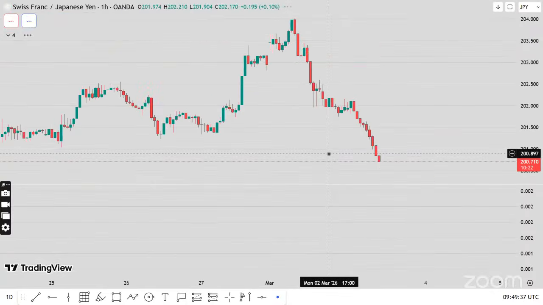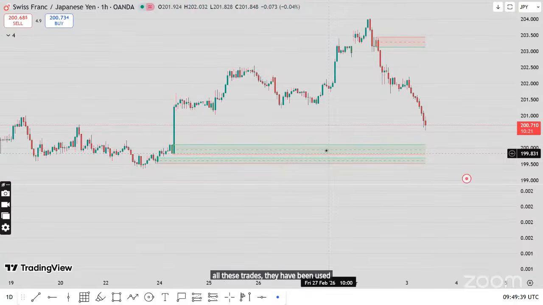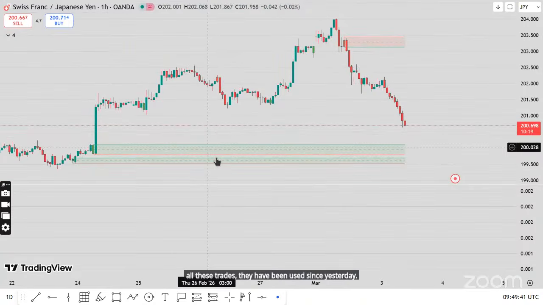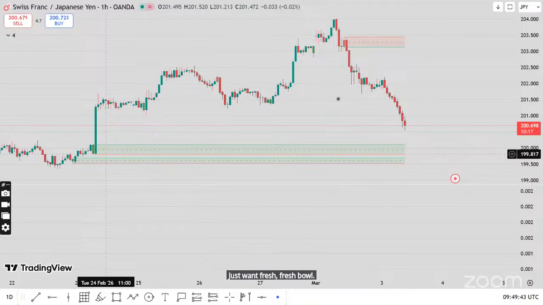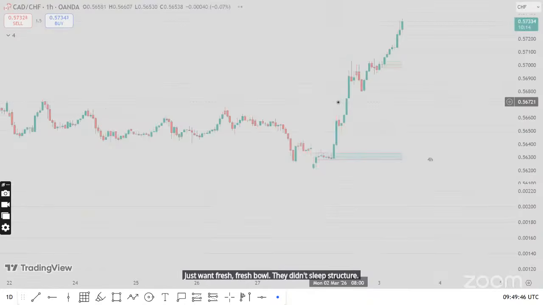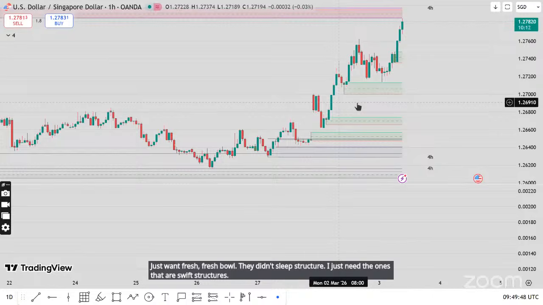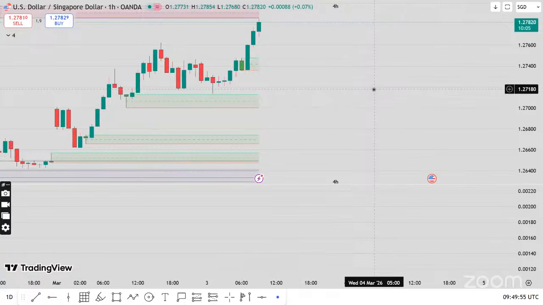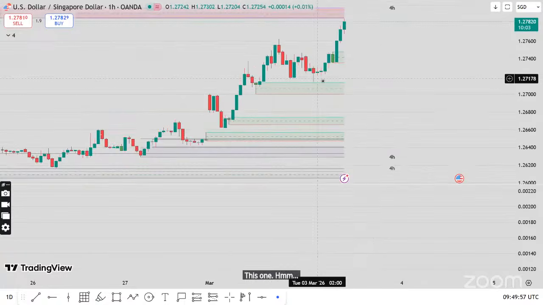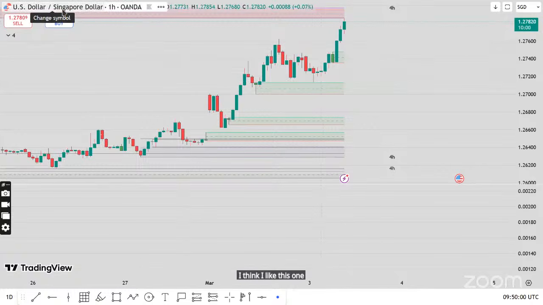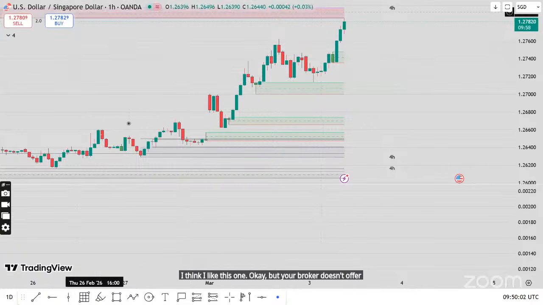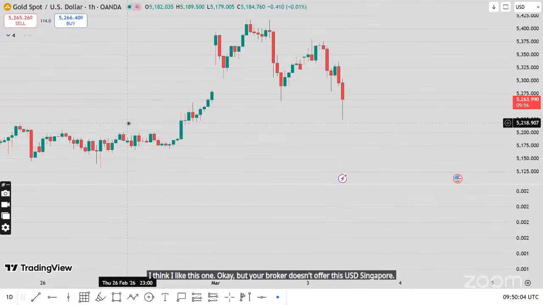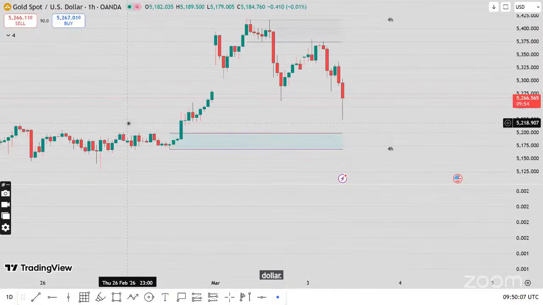All these trades, they have been used since yesterday. This one is fresh, but they didn't sweep structure. I just need the ones that sweep structures. This one, I think I like this one. Okay, but your broker doesn't offer this USD Singapore dollar. And then back to gold.